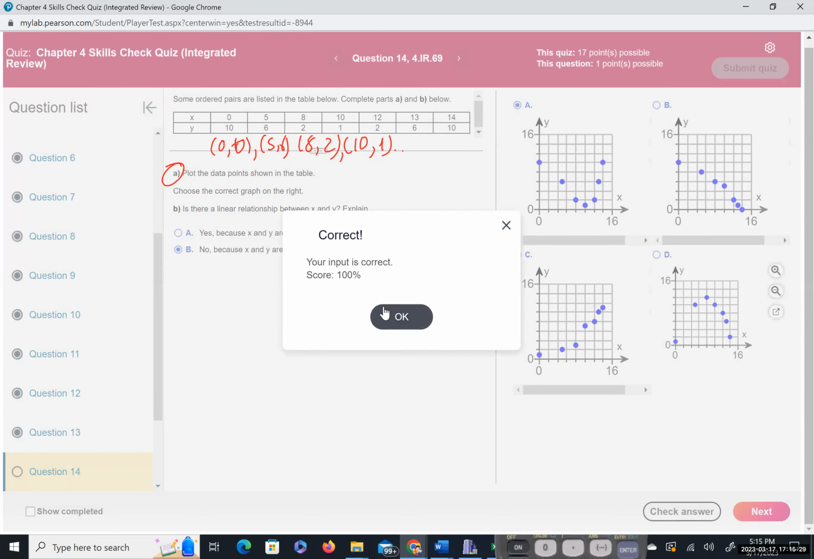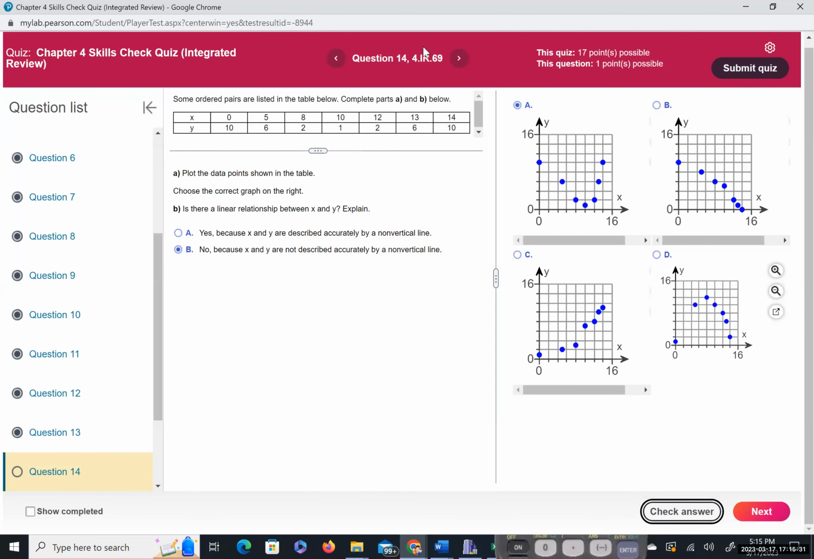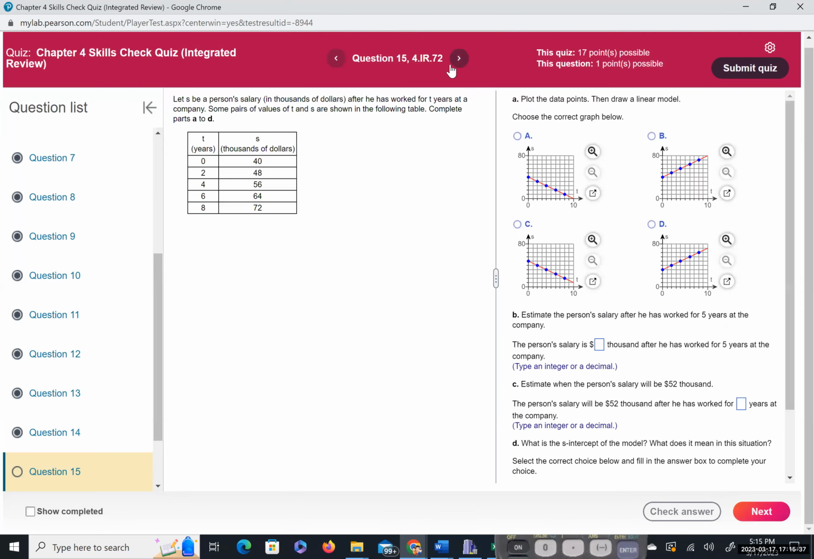Good. Next, 15. Let S be a person's salary in thousands of dollars after he has worked for T years at a company. Some pairs of values T and S are shown in the following table. Complete parts A to D.